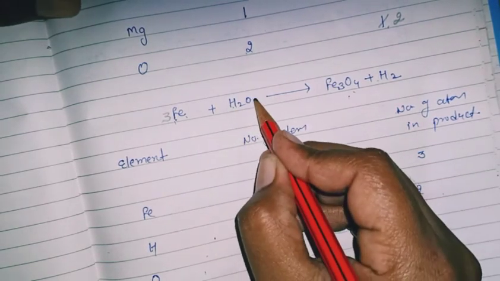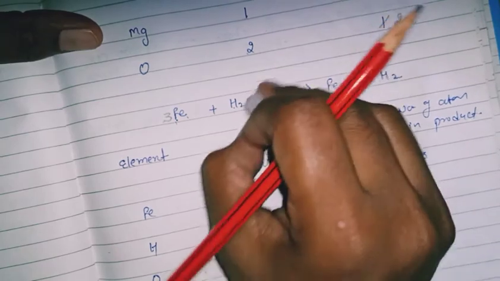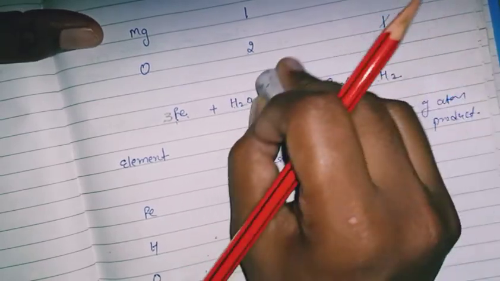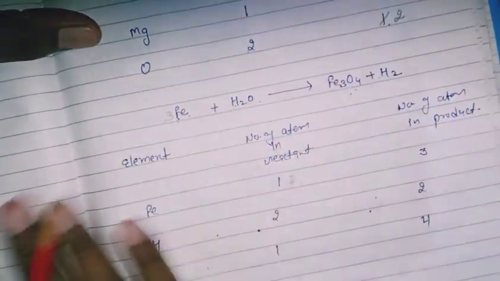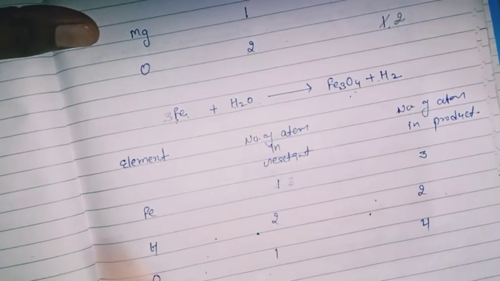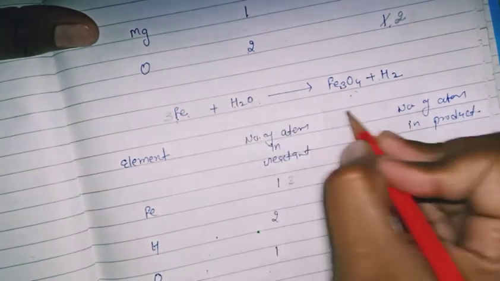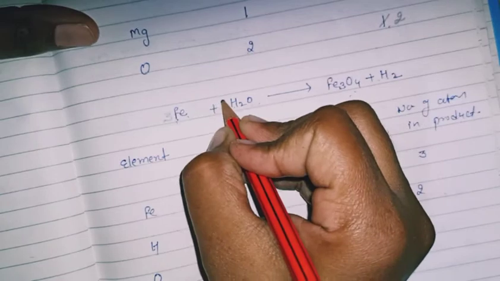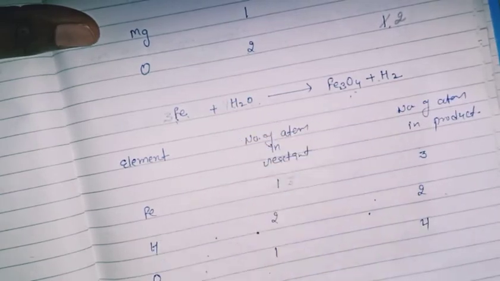You can't make H2O4. No, it will be wrong. If you write H2O2, it will not be the formula of water. You can't change the formula. So you have to multiply to make the oxygen 4. You will multiply H2O by 4.